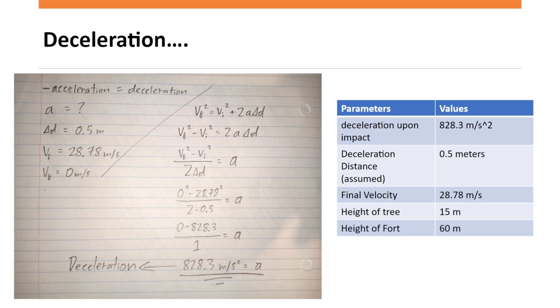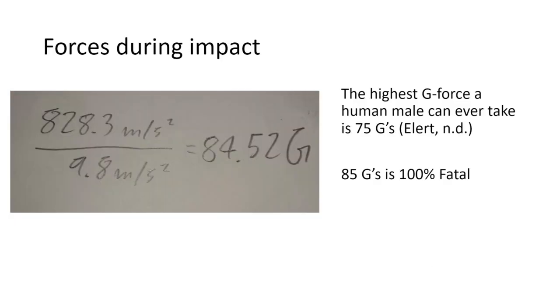The actual final velocity after impact is 0 meters per second because this is when the soldiers disassemble and start fighting on the fort. Therefore, this final velocity is used as the initial velocity to find the deceleration during impact. The third kinematic equation is rearranged and is used to find the deceleration of the soldiers, which comes to be about 828.3 meters per second squared. When this deceleration is divided by Earth's gravitational pull, it's about 85 Gs.